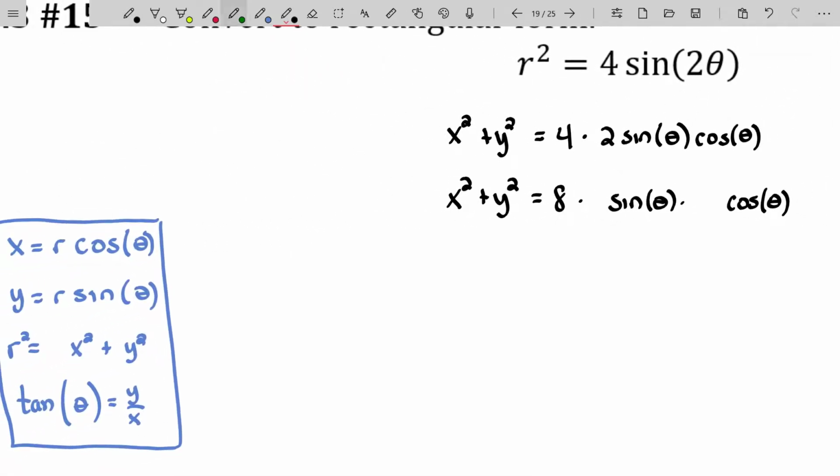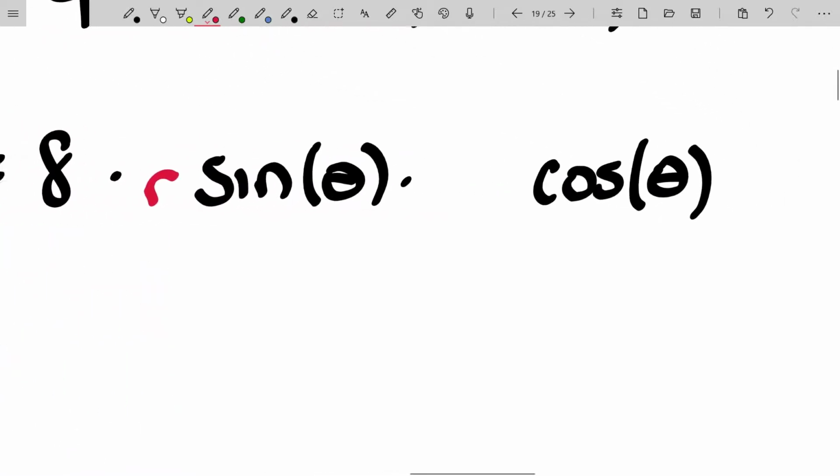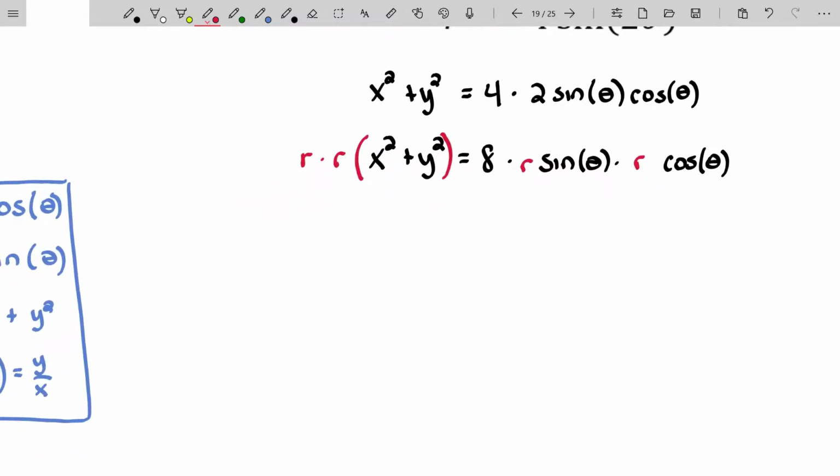So I'm going to grab the left-hand side, and I'm going to multiply it by r, and I'm going to multiply the right-hand side by r. Well, now I could do kind of the same thing for that cosine. I'd love to multiply that cosine by r. So technically, I'm going to multiply the right-hand side by r squared. So I better multiply the left-hand side by 2 of those r's, or r squared.